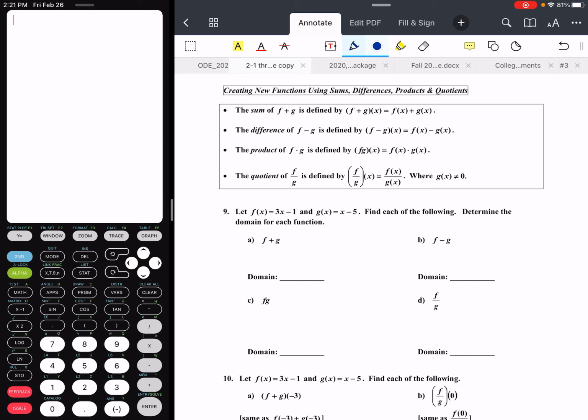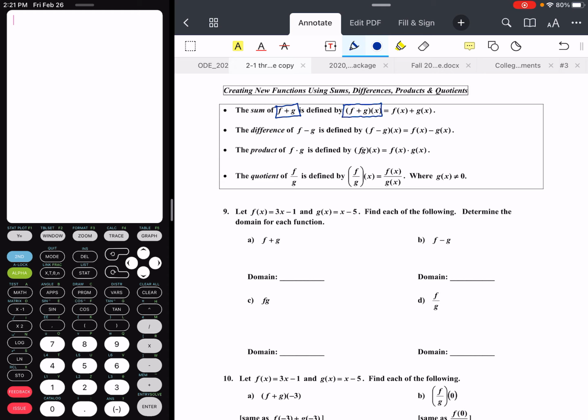Now we'll be talking about combinations of functions. So we could have a sum of two functions, difference, a product, or a quotient of two functions. And just a little note about the notation. So for example, the sum, I could ask you for f plus g. I could say, what's f plus g of x?